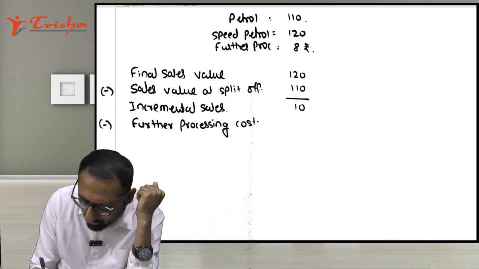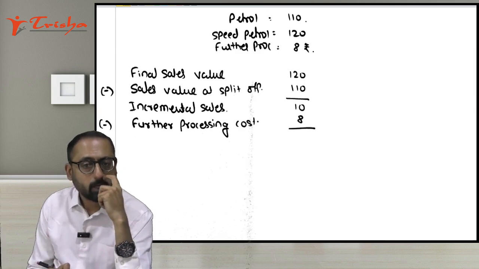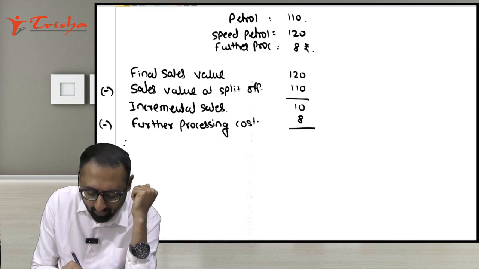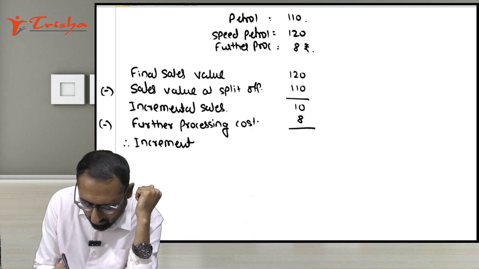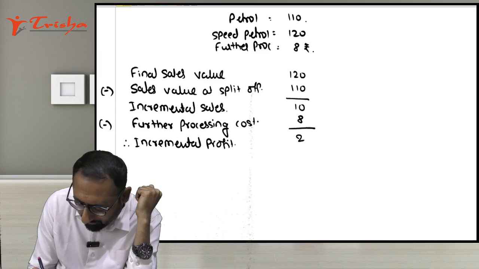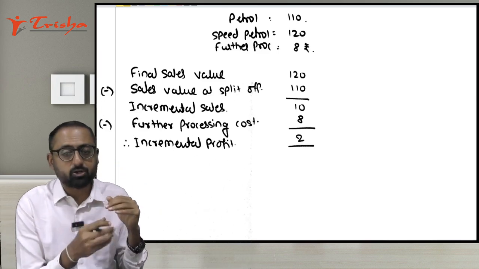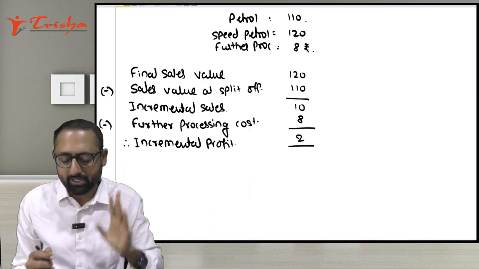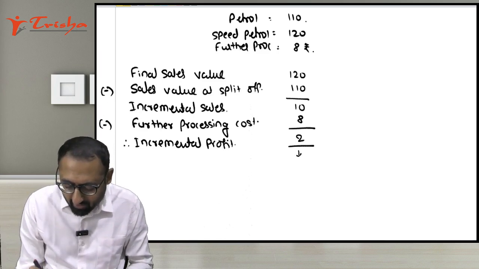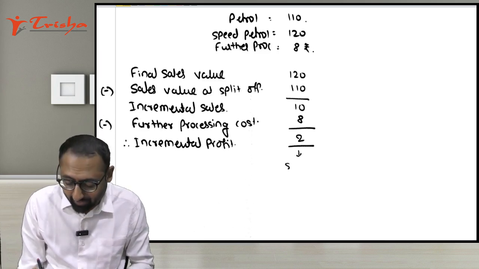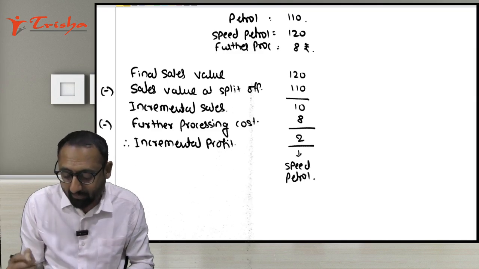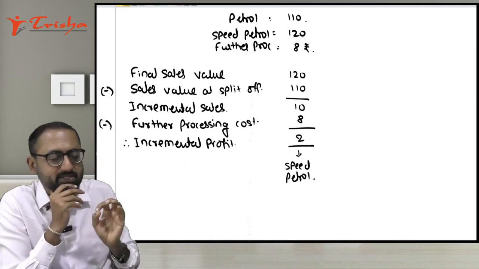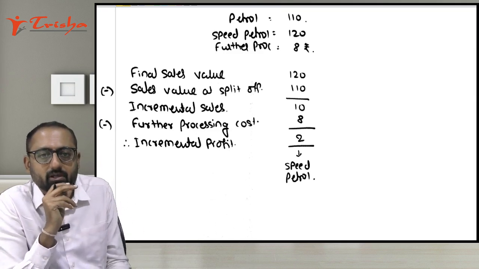How much is the further processing cost? It is 8 rupees. Right, guys? Therefore, incremental profit is 2 rupees. Means if you convert petrol into speed petrol, your profit is increased by 2 rupees. Now what will be your decision? Sell speed petrol, because of the incremental profit. Right, guys?